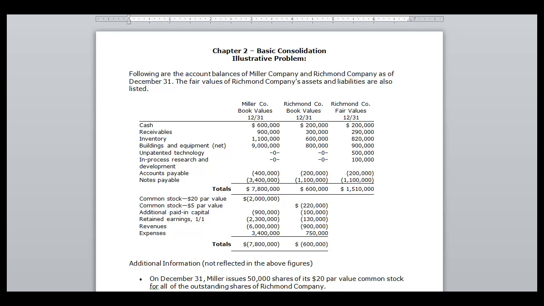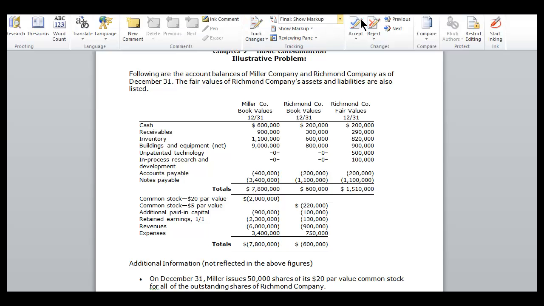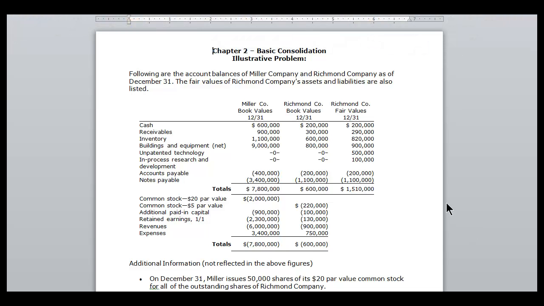Okay, folks, we're going to work through the Chapter 2 comprehensive problem, and I'm going to get into an inking mode here. Expand this just a little bit.